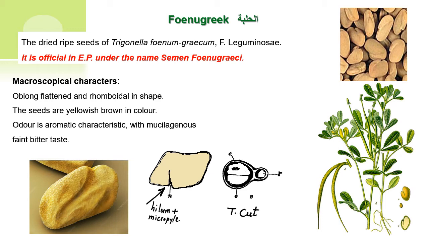Longitudinal section parallel to the surface showing cotyledon and radicle, and in the depression situated the hilum and micropyle. Also, a T.S. in the fenugreek showing two cotyledons and the radicle in a straight line. The fenugreek herb: the leaves, seed and fruit.